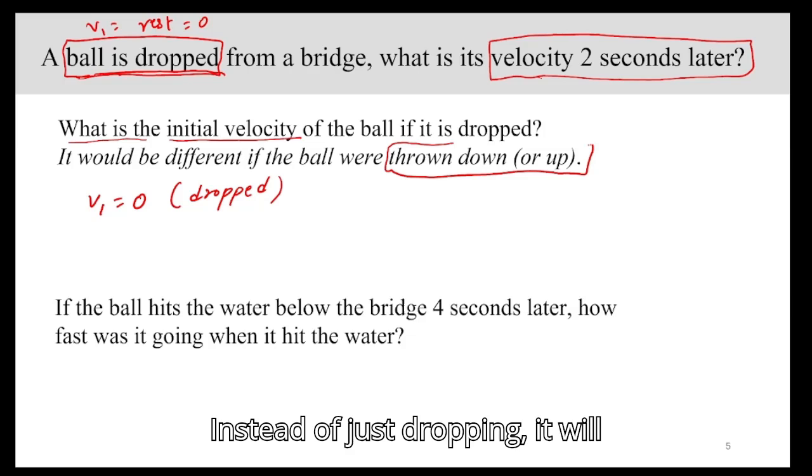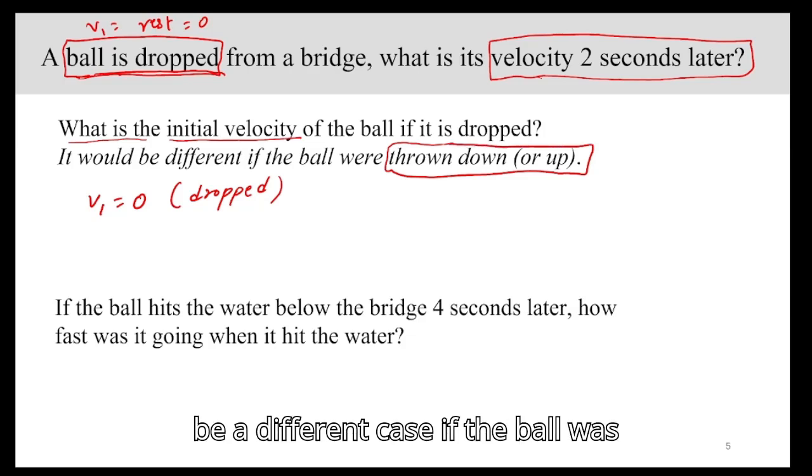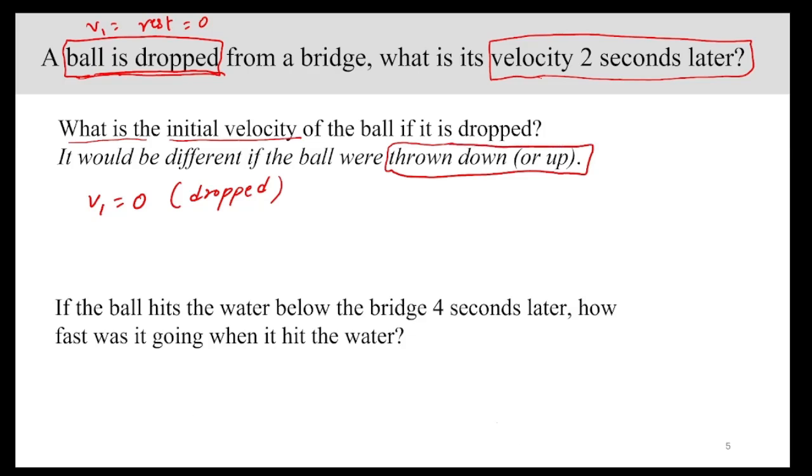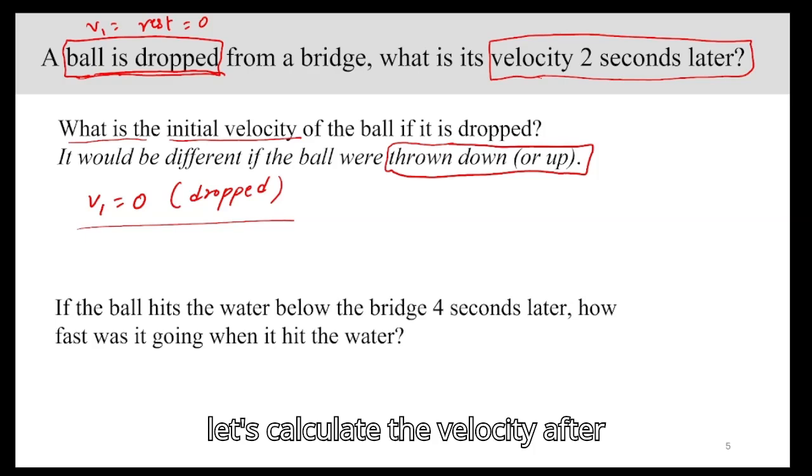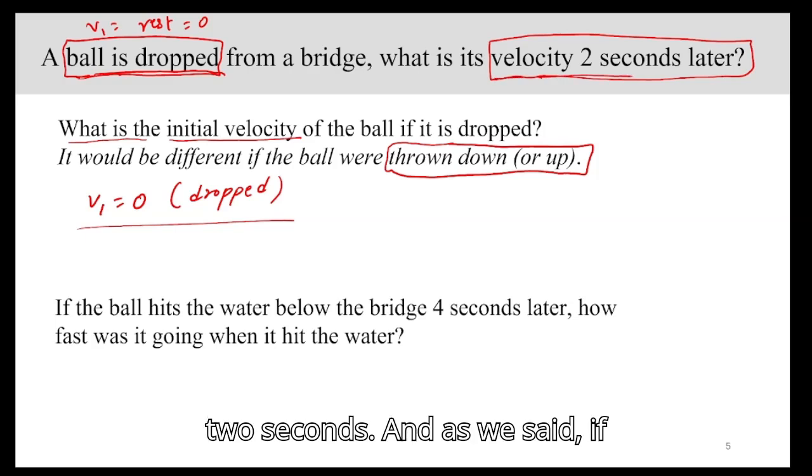We will look at some more examples, and you need to be careful. Instead of just dropping, it will be a different case if the ball was thrown either downward or upward. It will be a different scenario. So the first answer is the initial velocity is 0, and let's calculate the velocity after 2 seconds.